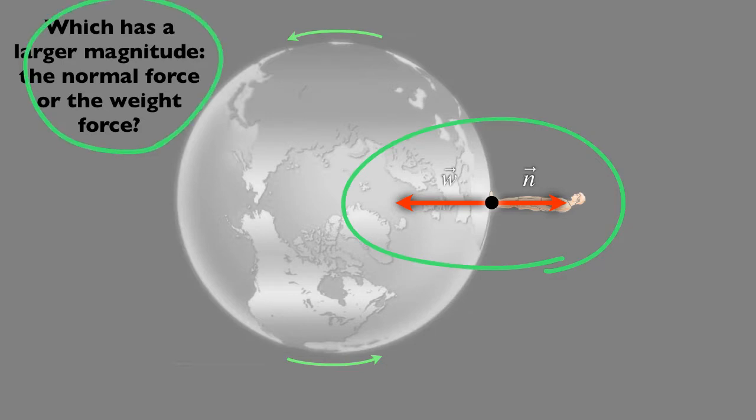Now to think about this, remember, there's an acceleration directed towards the center of the Earth. And so as a consequence, there's a net force directed towards the center of the Earth. And since that's true, the weight force has to have a larger magnitude than the normal force. And so the reading on the scale is actually less than your weight force. And it's not a lot. Let's look at some values.